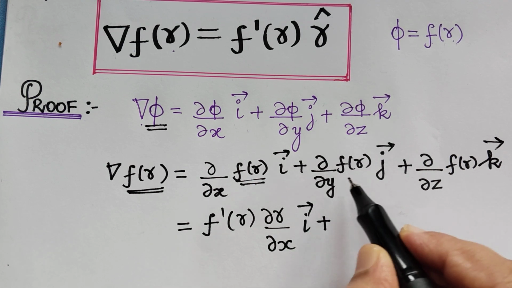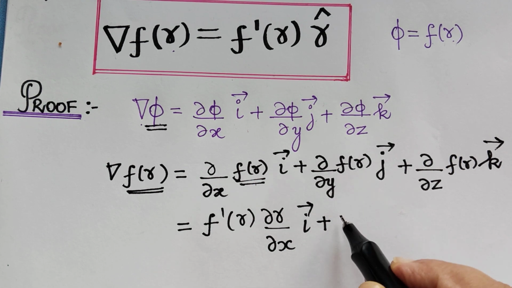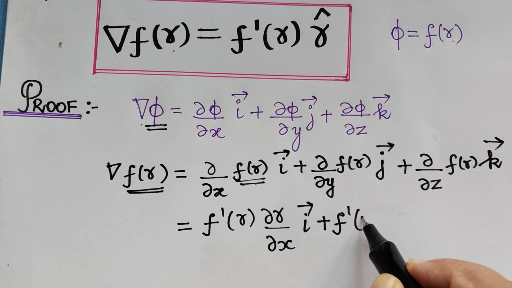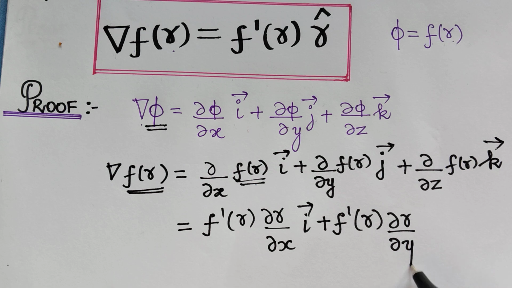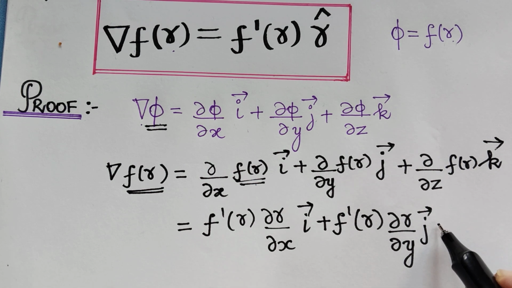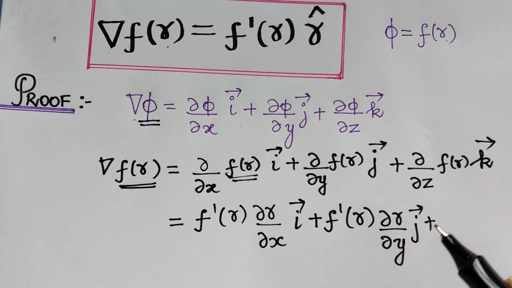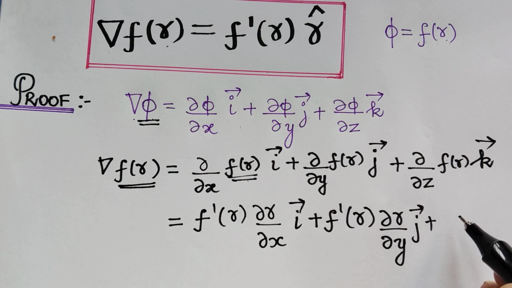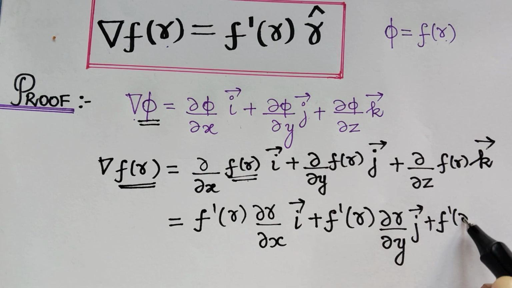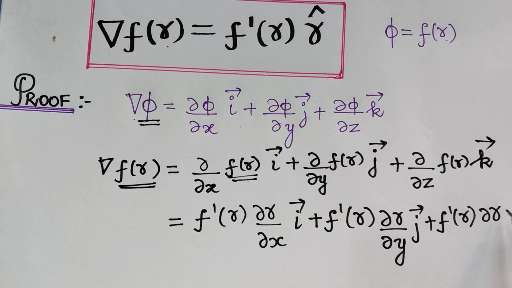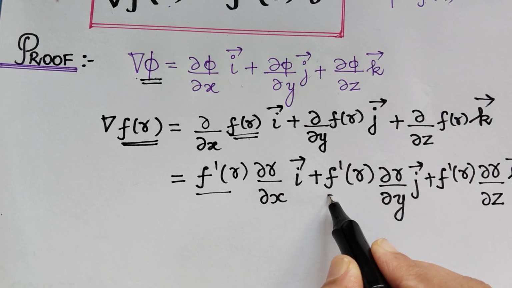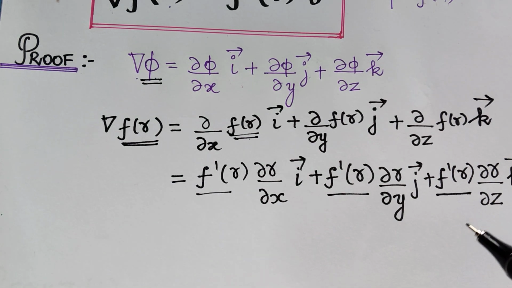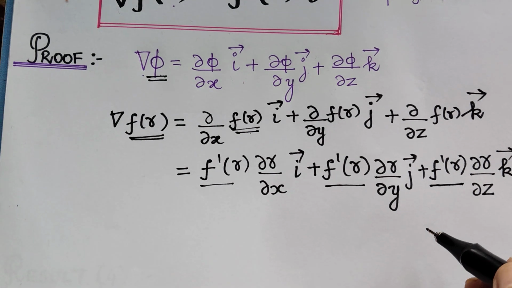In a similar way, the differentiation of f of r with respect to y will be f dash of r, and the differentiation of r partially with respect to y, j vector. In a similar manner, differentiation of f of r with respect to z will be f dash of r, and partial differentiation of r with respect to z, k vector. Now we can see that f dash of r is common in all the three terms. So it can be taken out.